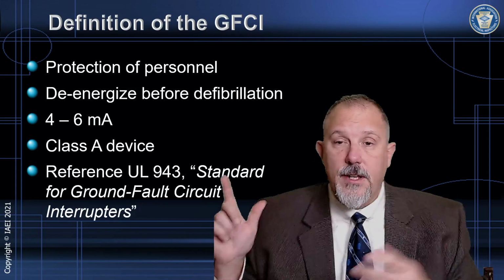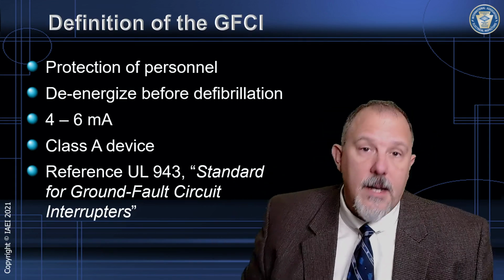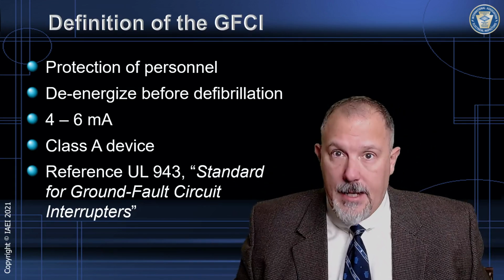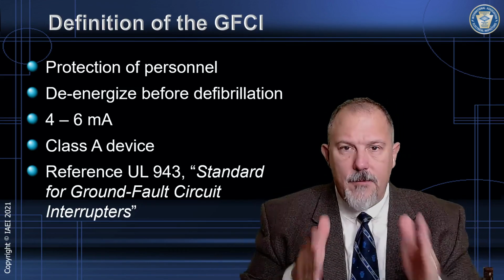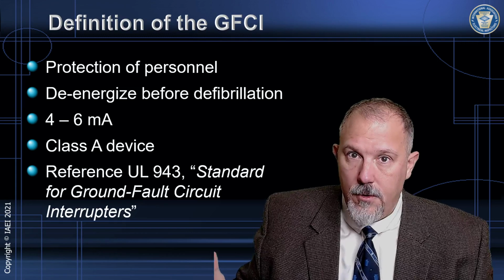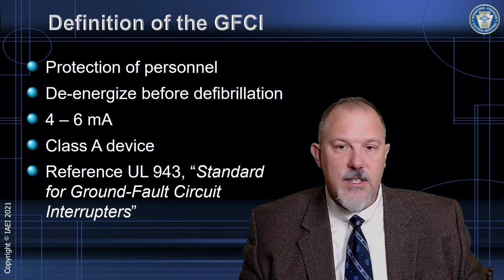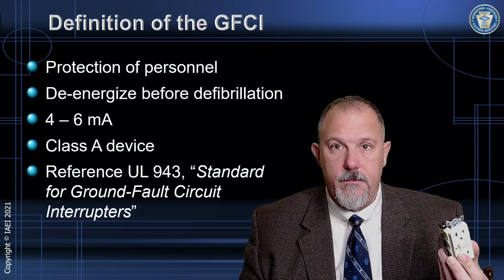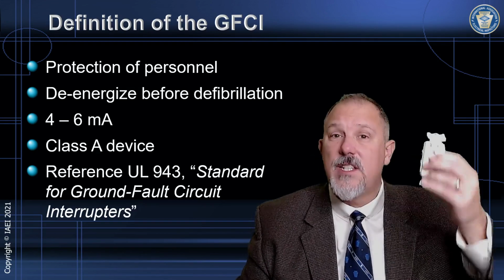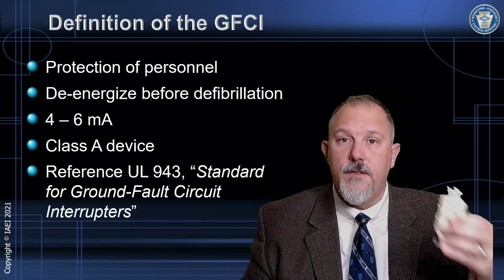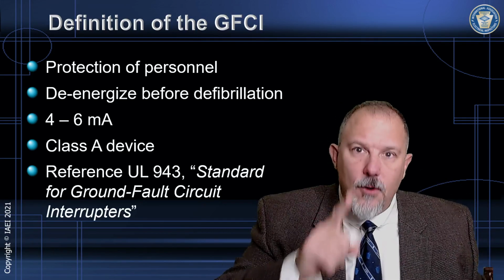Now, as it says right here, the pickup point is 4 to 6 milliamps. Now, that's a threshold. That's a pickup point. Any current that is in that range or greater will have a device like this operate. So that tells you that this device has some way to understand the magnitude of current that is flowing outside of the normal path.